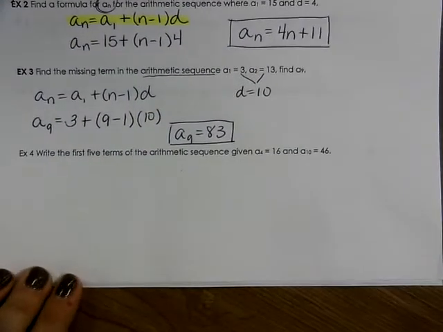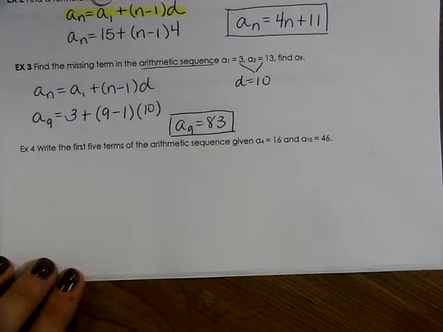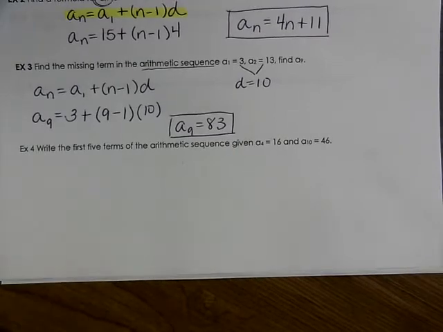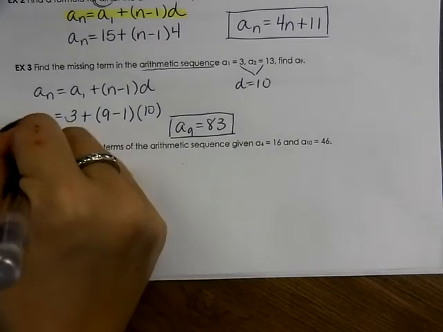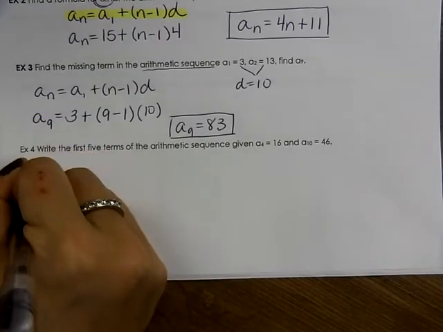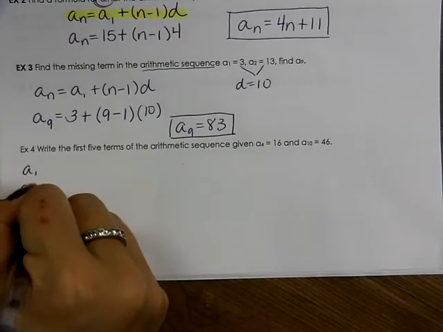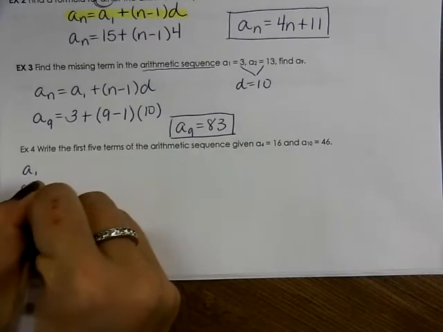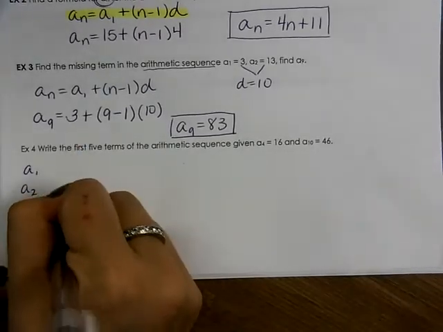Example 4. Write the first 5 terms in the arithmetic sequence given a sub 4 is 16 and a sub 10 is 46. So I'm looking for a sub 1, a sub 2, a sub 3, a sub 4, and a sub 5. I do know that a sub 4 is 16.